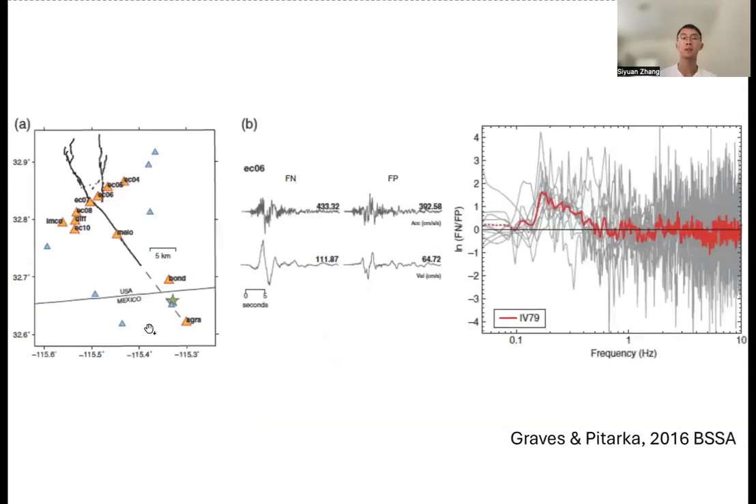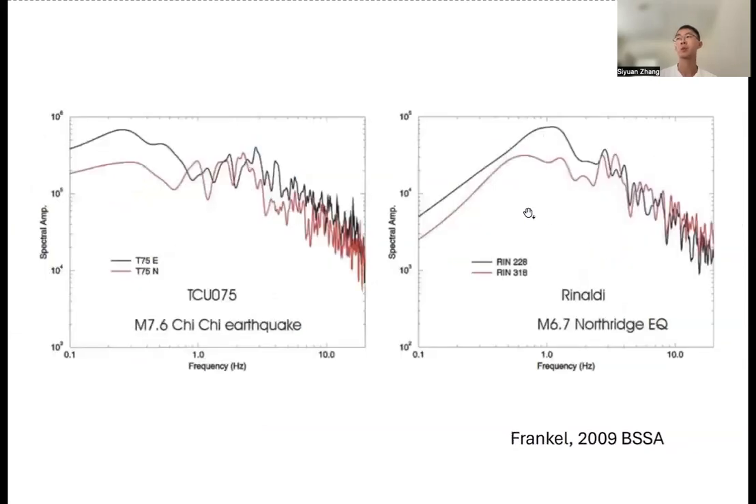They found that at those near-fault stations during the 1979 Imperial Valley earthquake, the fault normal motion was clearly greater than that of the fault parallel at low frequency and became similar after a transition frequency of about 0.5 Hz. Similar observations have been reported by Franco in Chi-Chi and Northridge earthquakes.